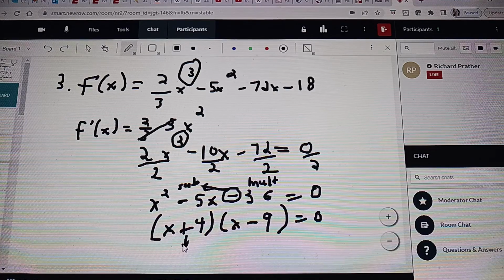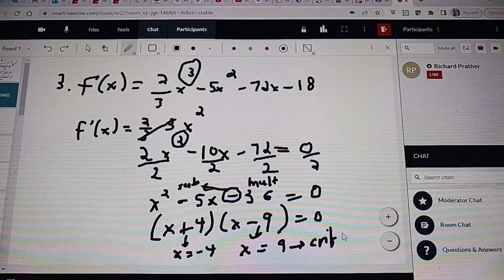So then there's 2 zeros, 2 unique zeros, -4 and +9. These are the 2 numbers, the only 2 numbers, that make the derivative equal 0. That's why they're called critical numbers. Once we get our critical numbers, we're going to make a number line and put them on there with the smaller number first, the bigger number second.